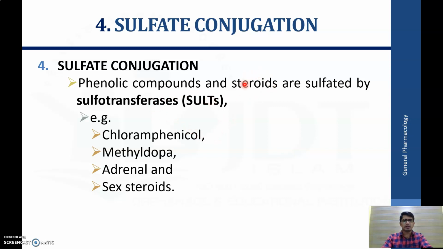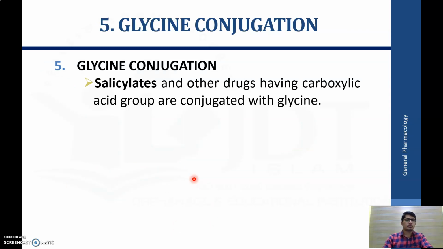Phenolic compounds and steroids are usually sulfated by the enzyme sulfotransferase. Examples of drugs which are metabolized by sulfate conjugation are chloramphenicol, methyldopa, adrenaline and sex steroids. Now coming to the next phase 2 reaction, that is glycine conjugation. Usually salicylates like aspirin and other drugs having a carboxylic group are conjugated with glycine.